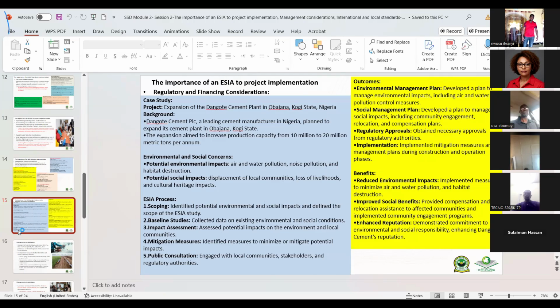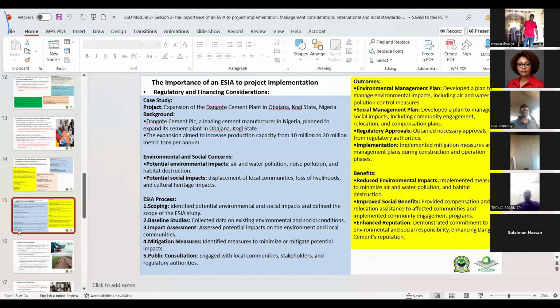So what are the ESIA processes that were taken? Scoping was involved, a baseline study was carried out, impact assessment was carried out, mitigation measures were developed, then public consultations. I have other case studies that you can follow up on.